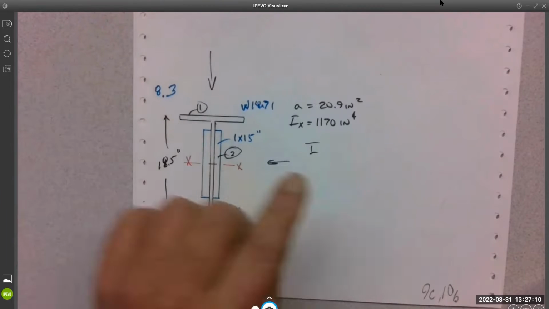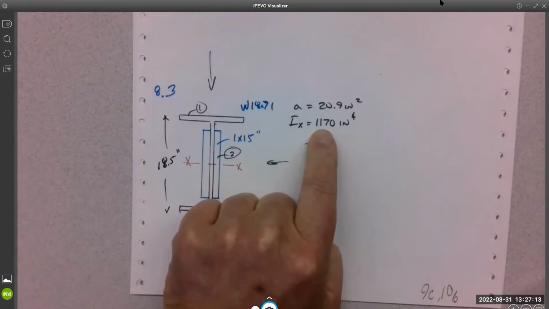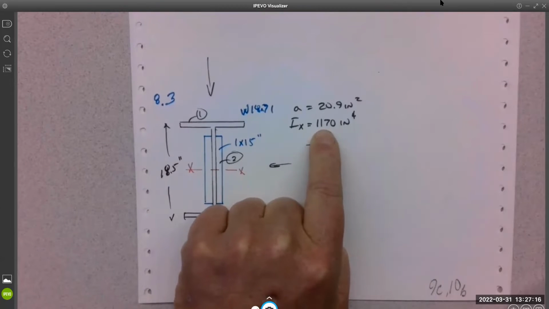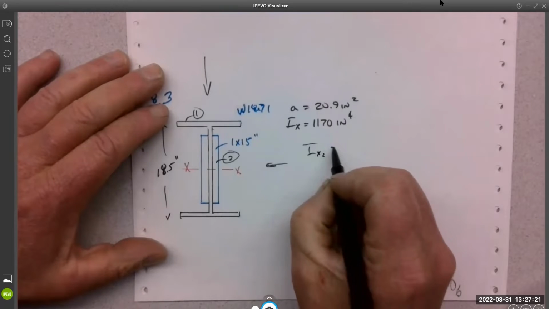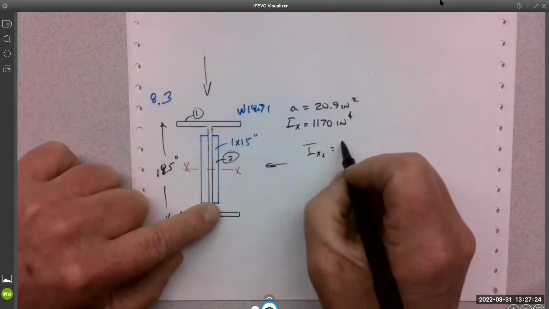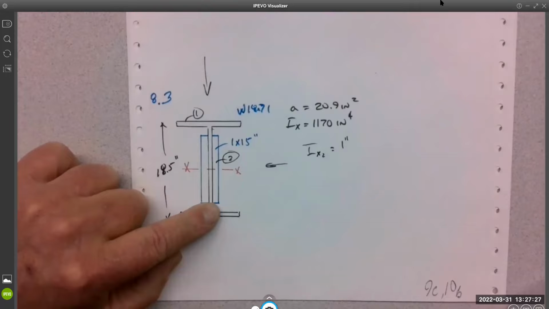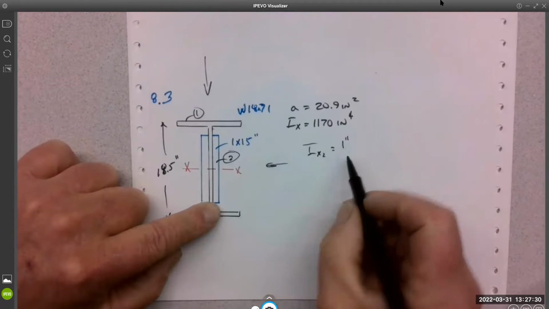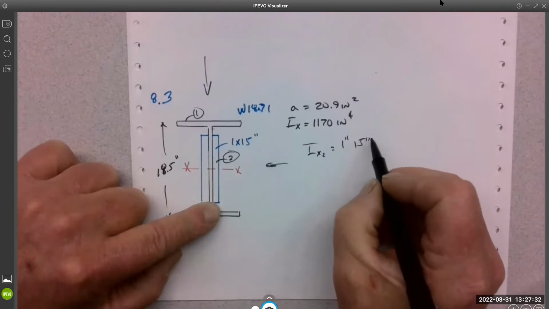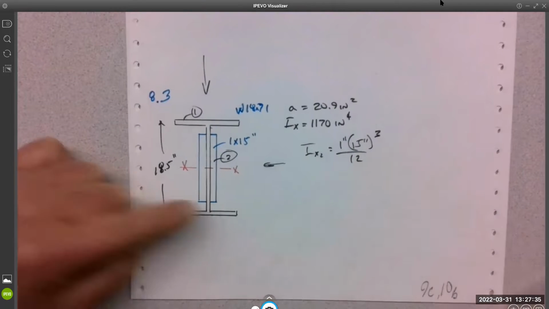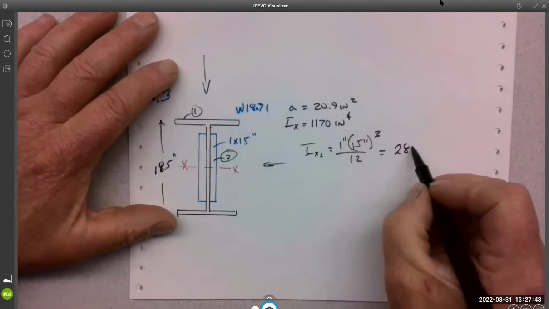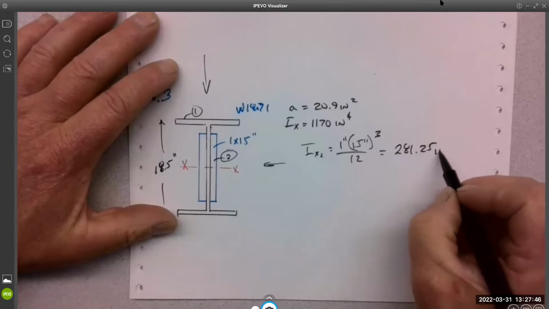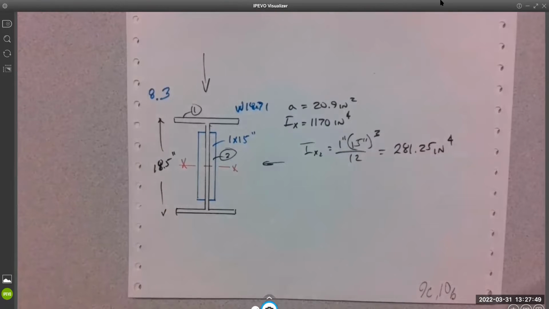The W shape by itself is 1170, which has pretty good bending resistance. That's a big number, right? So let's see what the Ix of the second shape is. Base is 1. I'm just going to do one of them and then multiply by 2 because they're the same. And then the height is 15 inches. Doing a lot of rectangles here, but that's pretty much life. Anyone have that number for me? 281.25 inches to the 4th, yeah?